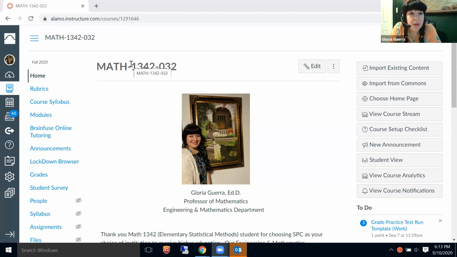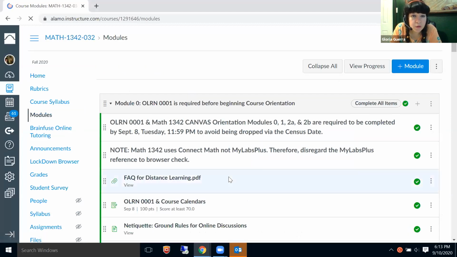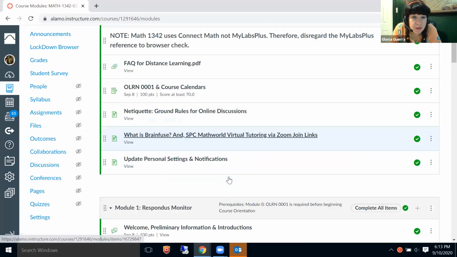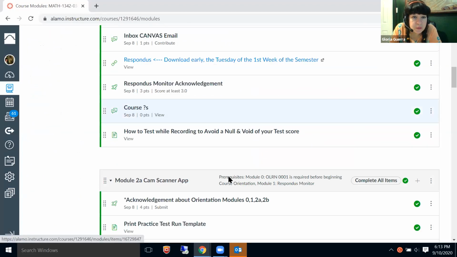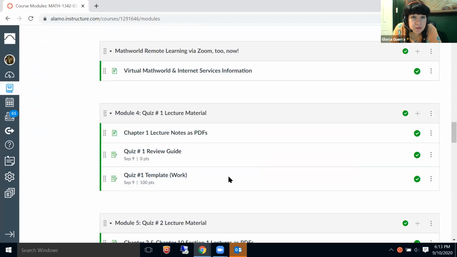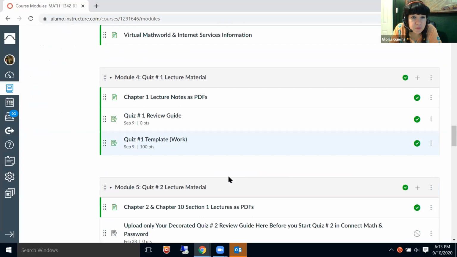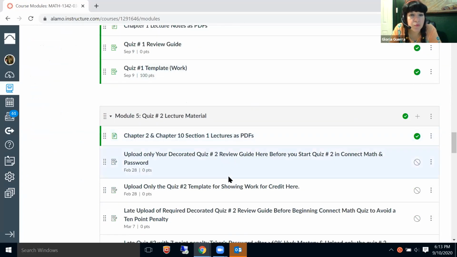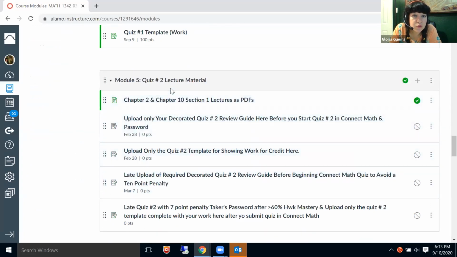I have my Canvas course open from one of my statistics classes. If you go to modules, in addition to the workbook pages that you printed, I have some extra graphs that I'm going to use today, a couple of pages. I want to show you where I'm getting that from. I'm printing that from this quiz number 2 module.